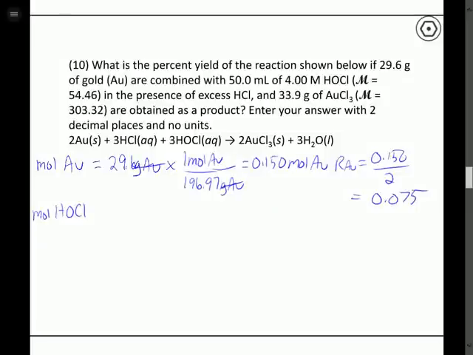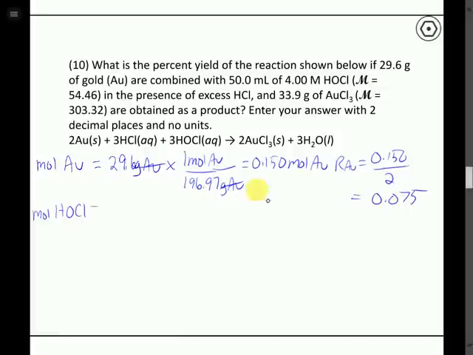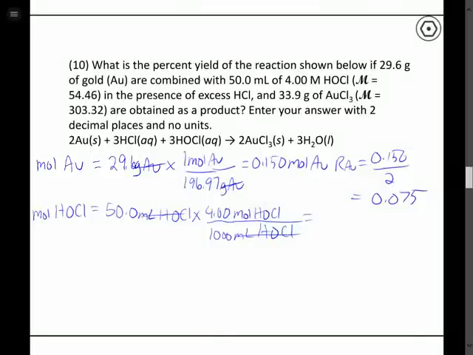So the moles of HOCl, we have to find that as well, but we're not given a mass, we're given a volume and a molarity. We have 50 milliliters of HOCl solution. The molarity is 4. We have a 4.00 molar solution, which means we have 4.00 moles of HOCl. And as I showed you today in class, an easy shortcut is that's per 1,000 milliliters of solution. Molarity is moles per liter or moles per 1,000 milliliters. So that's just a one-step process to get moles of HOCl, which is 0.200.